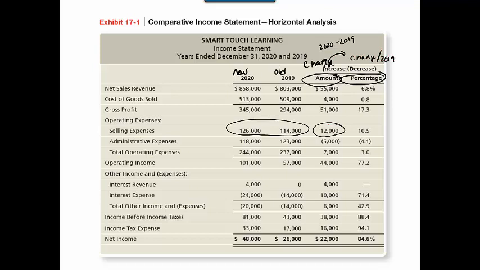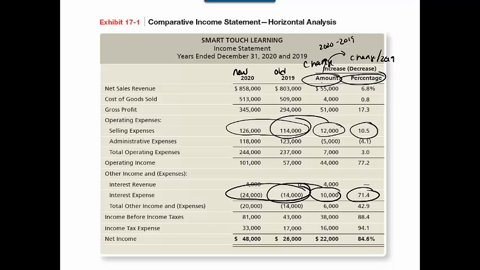Okay, so if we take 12,000 divided by 114,000 times 100, we get 10.5. So that's what all of these are right here. Even if you do negative numbers, we went from negative 14 to negative 24 as an expense. So we went from 14,000 to 24,000. So our expense went up by 10,000. And if I take 10,000 divided by 14,000, times 100, I get 71.4%. So that's what you're doing in each one of these.